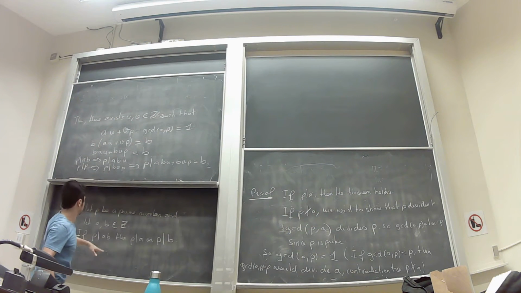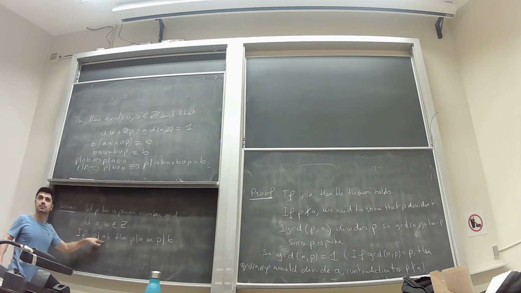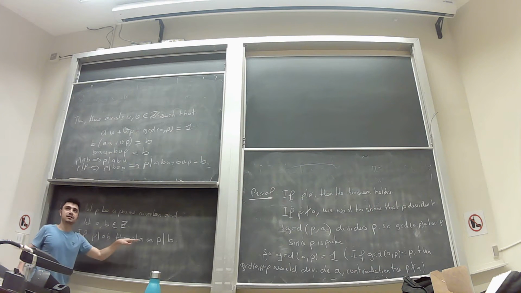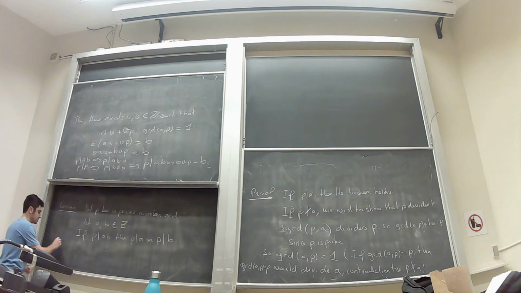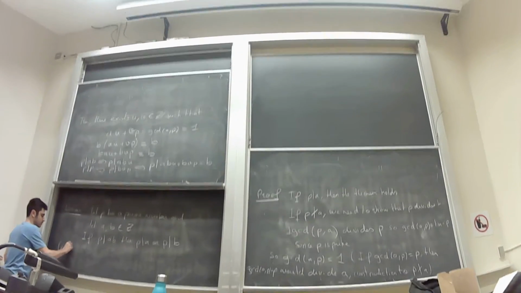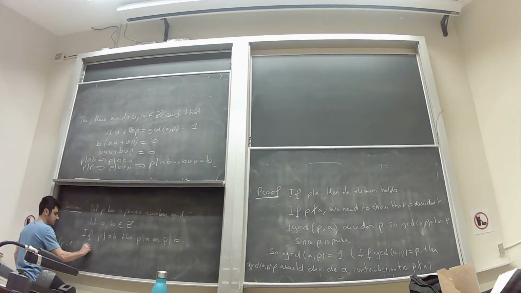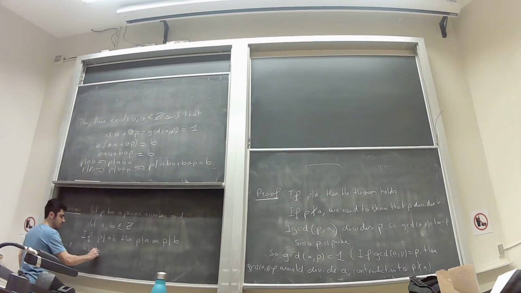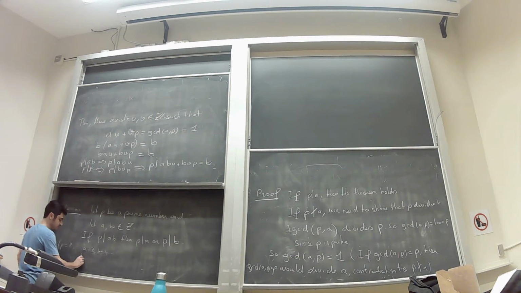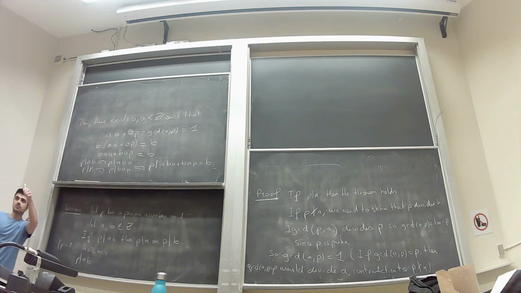Oh, this is by assumption: if P divides AB, then P will divide A or P divides B. Let's pick P equal to 2, say, and A is equal to 3, and B is equal to 4. So P divides AB, right? But P does not divide A. Good? Are we good here?